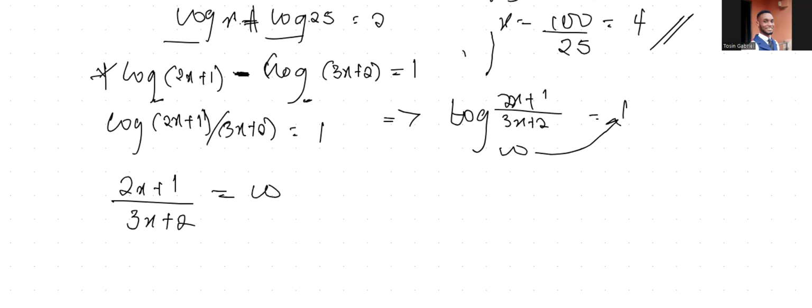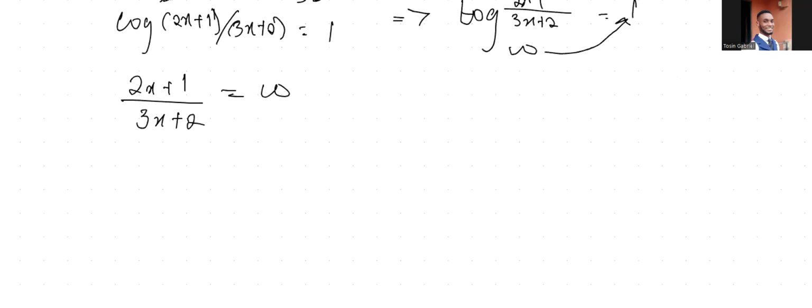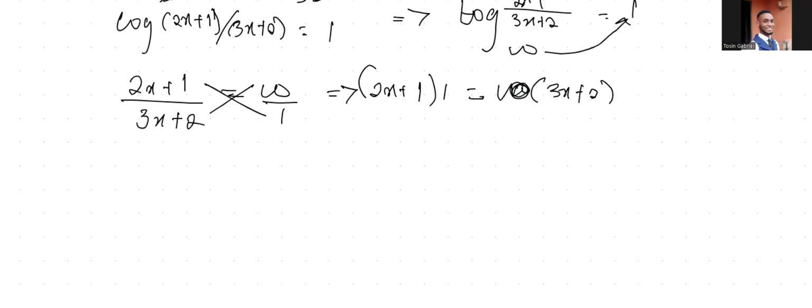Now, anytime you have two fractions that are separated by an equal sign, what you do is cross multiply. So if you cross multiply, you have 2x plus 1 multiplied by 1, which is equal to 10 into 3x plus 2. Then you have 2x plus 1 is equal to 10 times 3x, which is 30x, plus 20.